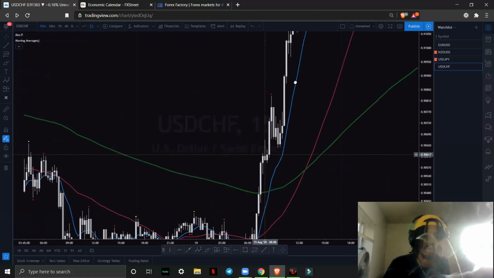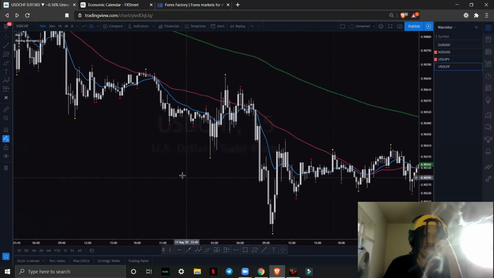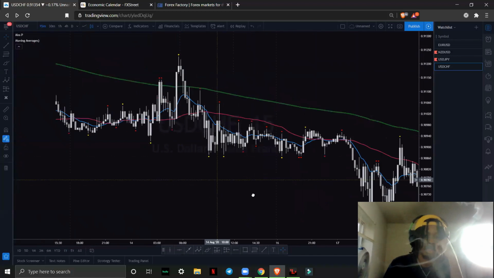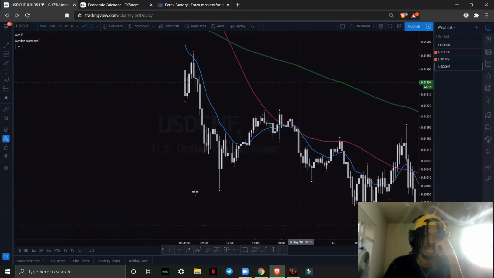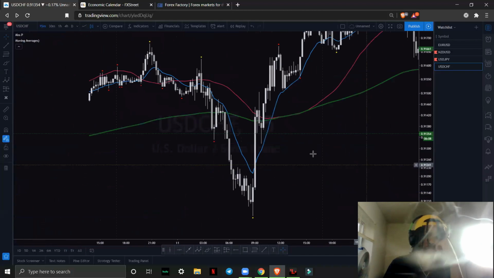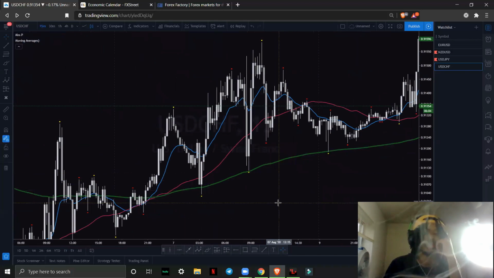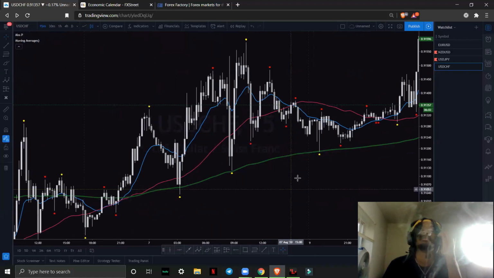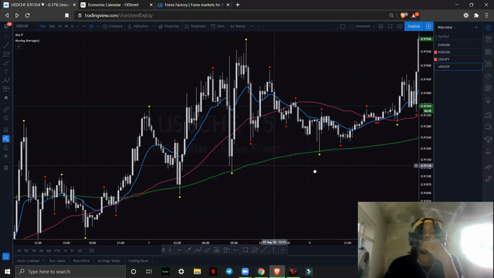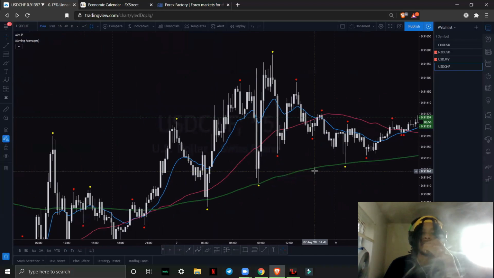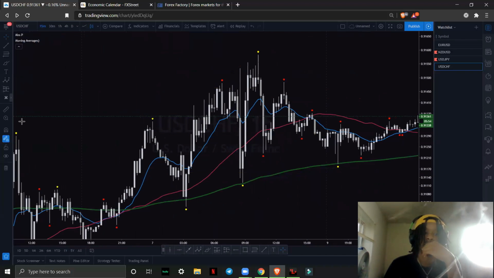Okay, let's try to find something. I don't like this setup either. Okay, we got one right here. All right, so this is a very clean setup, very clean, very simple, and you can make a lot of money off of this.